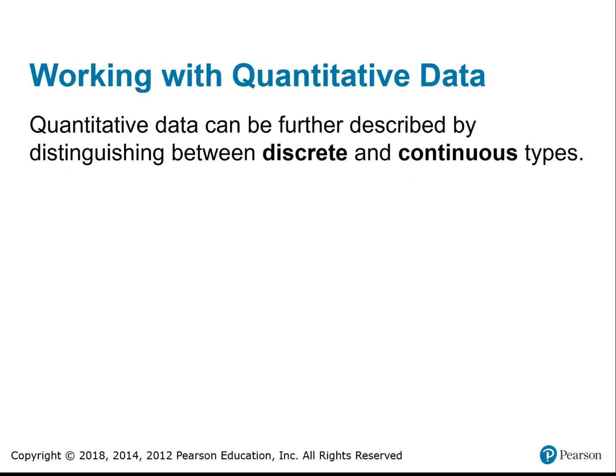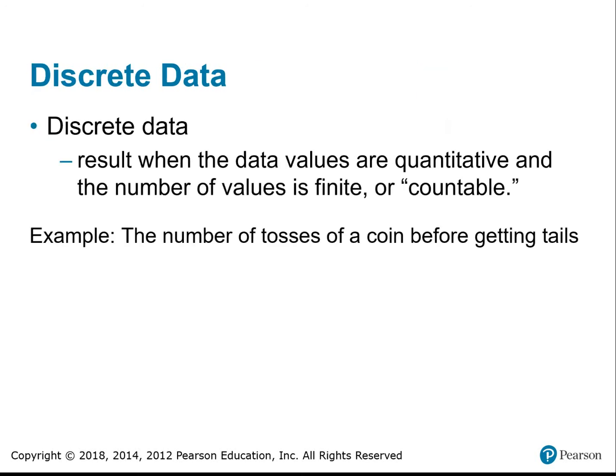So within the quantitative data, which is generally what we work with because we can do math with numbers, we like math. It's hard to do math with words. So with quantitative data, we can further distinguish it with discrete and continuous data types. So discrete and continuous are subsets of quantitative data. So discrete data is whenever we have a finite number of choices for our data. Mathematically, we say that the number of choices is finite or countable, meaning we have a limited number.